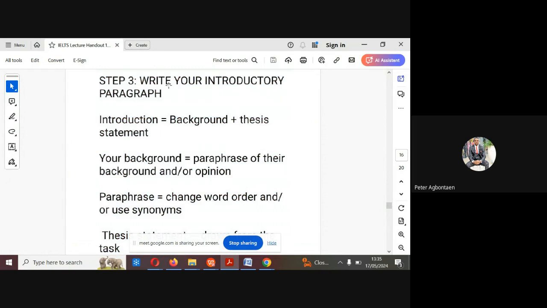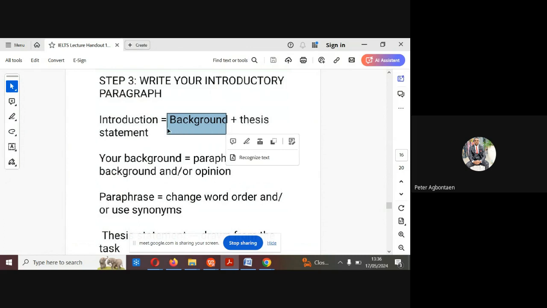Now, for you to write a good introductory paragraph, there are two components. That means your introductory paragraph will have 2 components, and these 2 components are this. Number 1, you've got what you call the background statement, and number two, we have what you call the thesis statement. So these are the two components of your introductory paragraph.